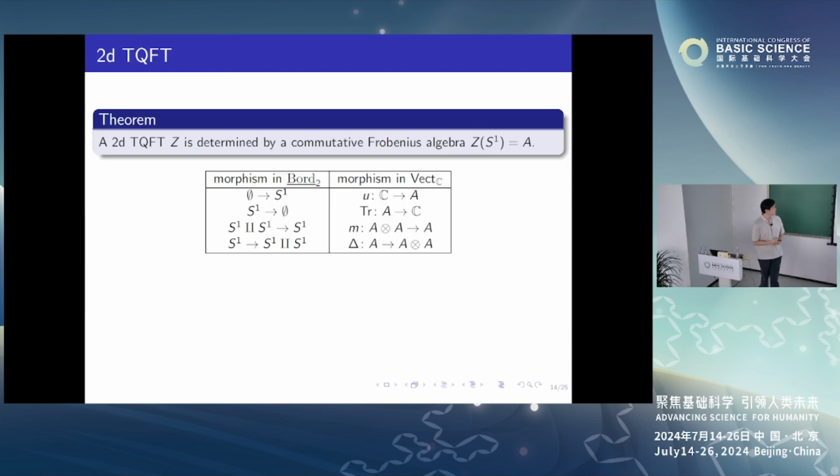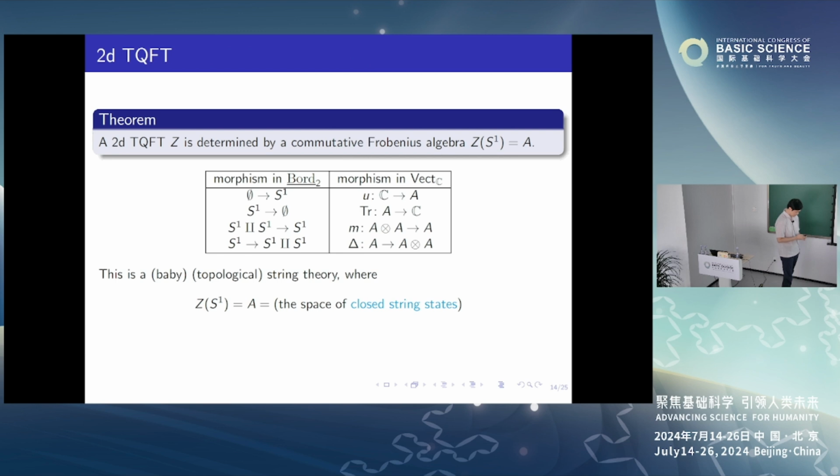And two-dimensional TQFT is determined by a commutative Frobenius algebra. Because here you have all these morphisms, and the compatibility you have on these morphisms restricts how your morphisms behave, and that gives the axioms of a commutative Frobenius algebra. That's the claim.